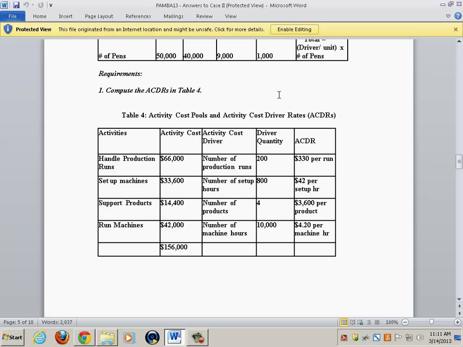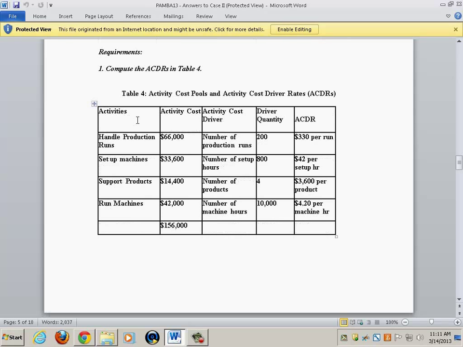To compute the cost, see that the first column represents the activities, the sequence of a major activities identified to a second column. These are the costs then pulled together by activity.